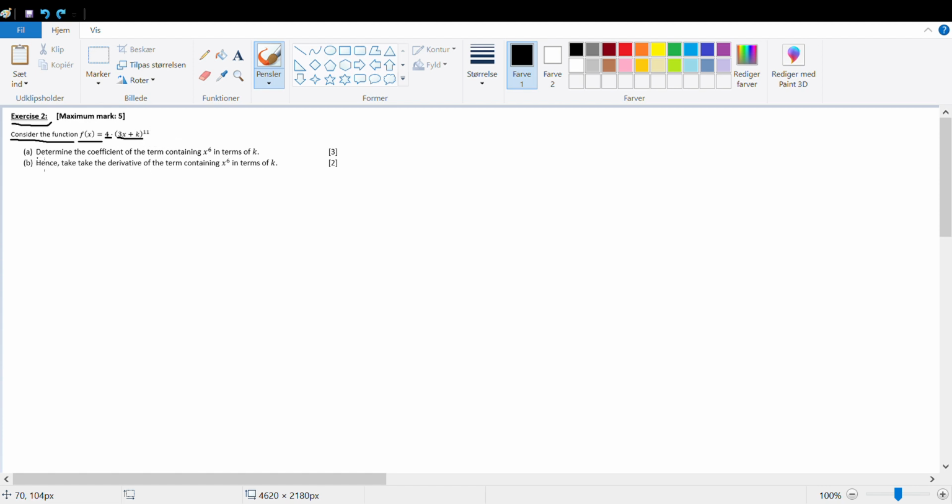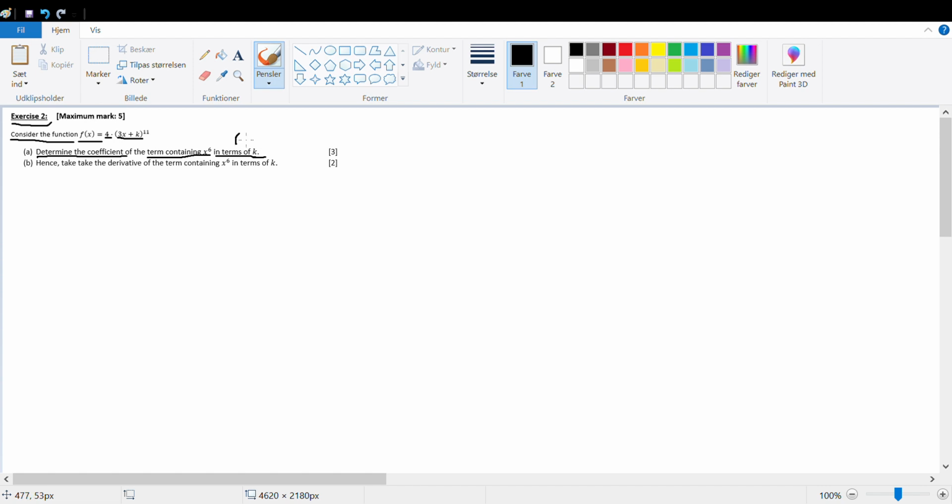So, our first task is to determine the coefficient of the term containing x to the 6th in terms of k. Okay, well, what does that mean? Let's break it down step by step. So the first thing that I want to talk about is when it says in terms of k, because I think a lot of people get thrown by what that means.